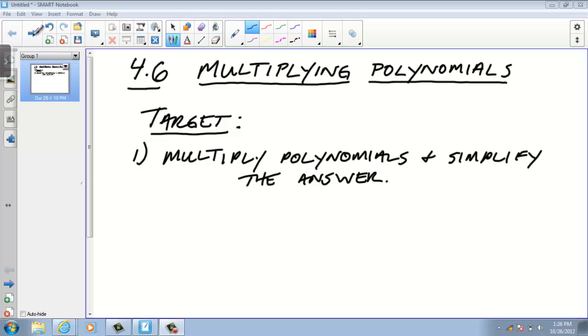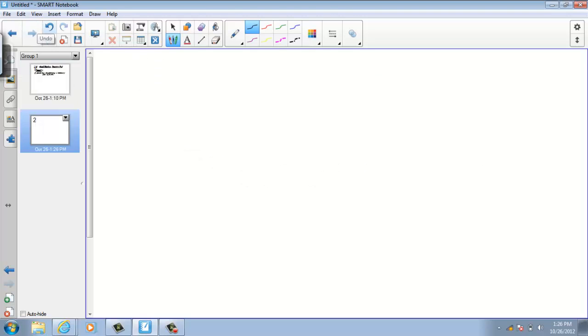So our target is to do just that, multiply polynomials, and then to make sure that we simplify our answer in the end. And you know what that means. That means to collect the like terms and to write the terms in descending order according to the degree. So let's try one here. Let's try to multiply the binomial 3x plus 2 with another binomial 4x plus 1.